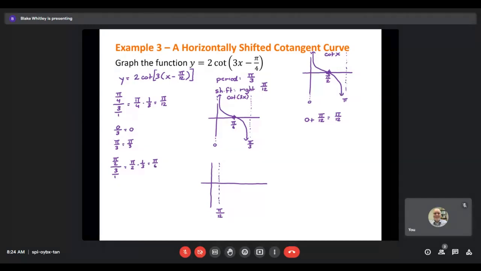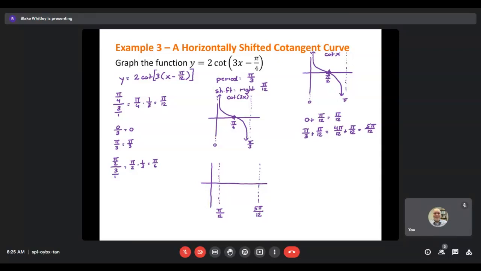I'm going to go ahead and do my other asymptote. So we'll do pi over 3 plus pi over 12. Now I need a common denominator this time, so that's going to be 4 pi over 12 plus pi over 12, which should give us 5 pi over 12. So my other asymptote out here, 5 pi over 12.